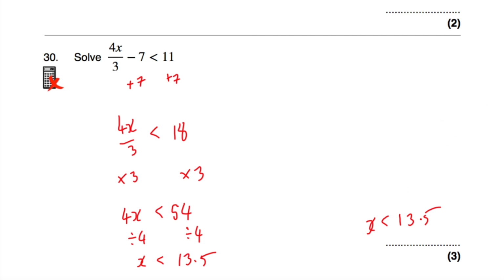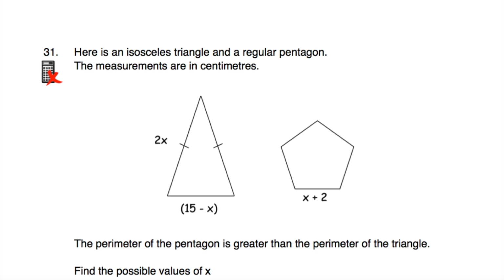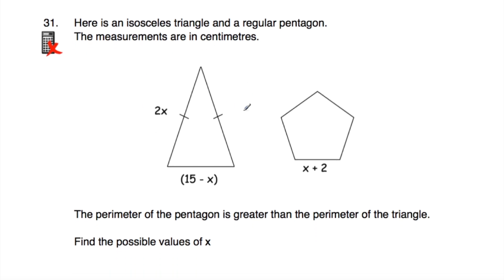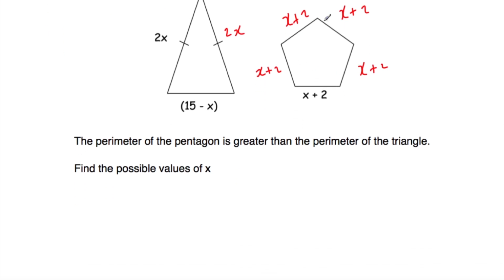Okay, let's look at our next question, question number 31. Okay, so for question number 31, we were told here's an isosceles triangle and a regular pentagon. So an isosceles triangle, you can see there's a dash there, so that would be 2x as well. And a regular pentagon, so it's going to be x plus 2, x plus 2, x plus 2, and x plus 2. And the measurements are in centimetres, they're all in centimetres. And then we're told the perimeter of the pentagon is greater than the perimeter of the triangle. And we've been asked to find the possible values of x. Okay, so this pentagon, the perimeter is bigger than the perimeter of the isosceles triangle.